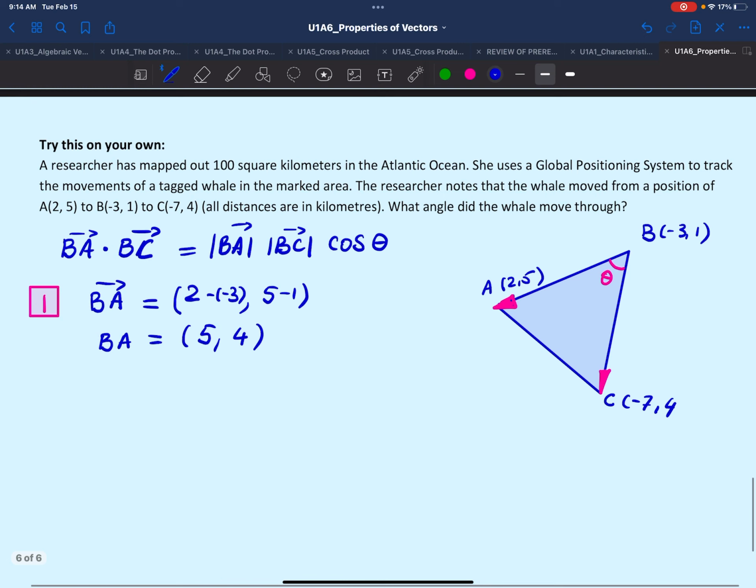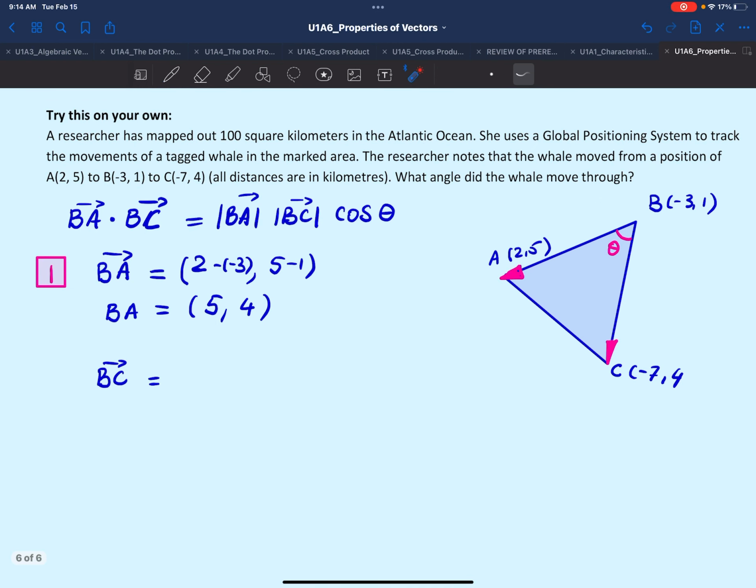Similarly, we'll find the coordinates of BC. Again, B is the tail, C is the head. So from the head, subtract the tail, which means that from the head, which is C, -7, subtract the tail at B, -3. So -7 minus -3. Next, 4 minus 1. So BC will have the coordinates -7 plus 3, which is -4, and 4 minus 1 is 3.